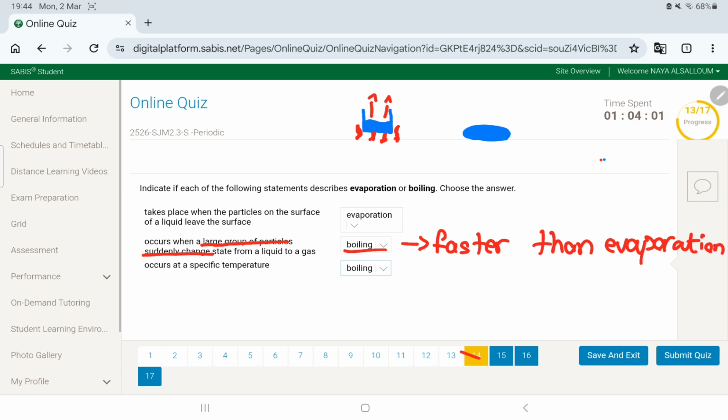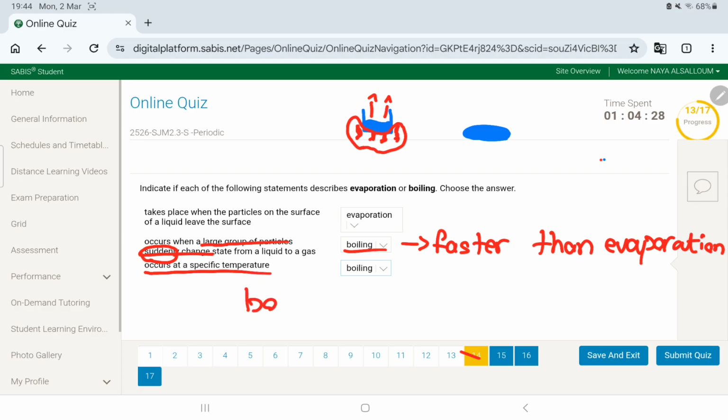Obviously, like if you're cooking, okay, and then you want the water to evaporate, are you gonna wait for days and days until it finally evaporates? No, you're gonna heat it up under a fire here until suddenly, when you see this word, suddenly change, know that it's boiling. Here, next, occurs at a specific temperature.